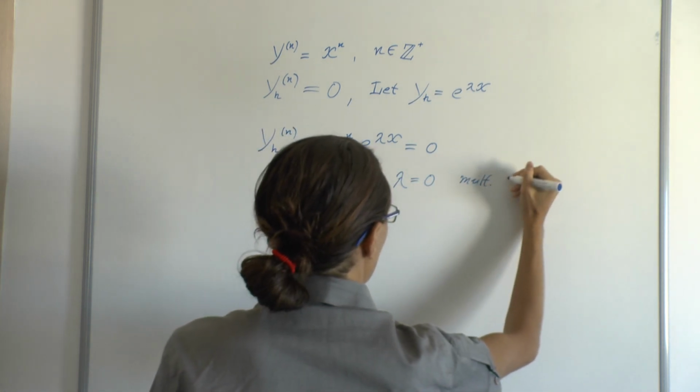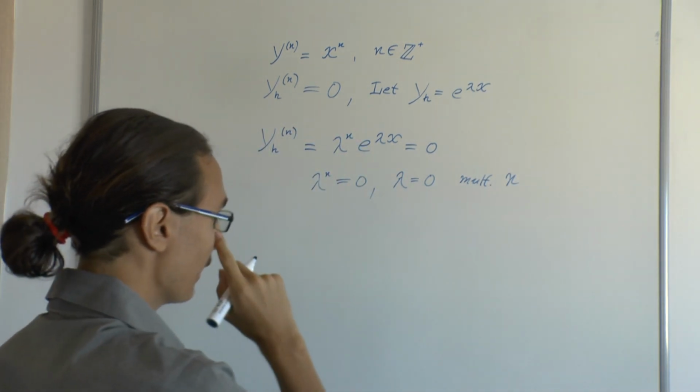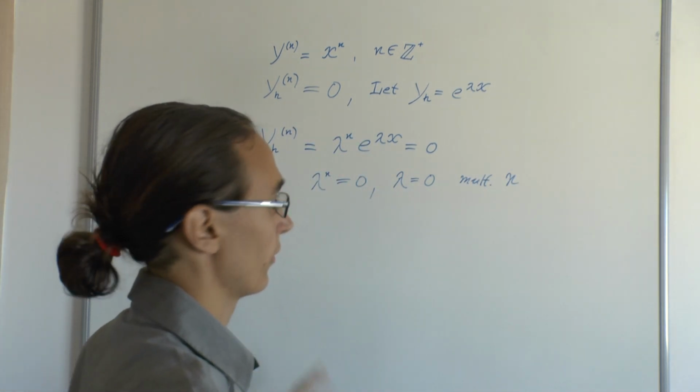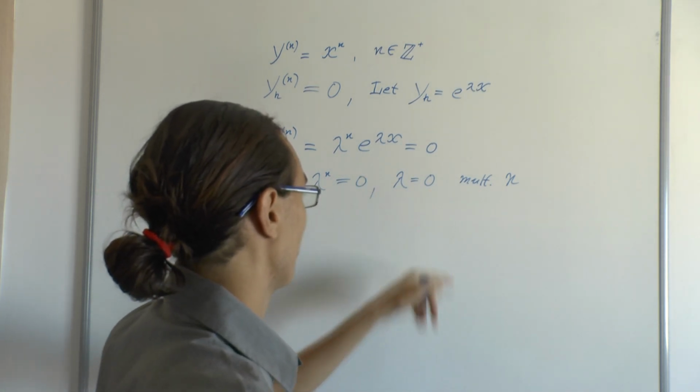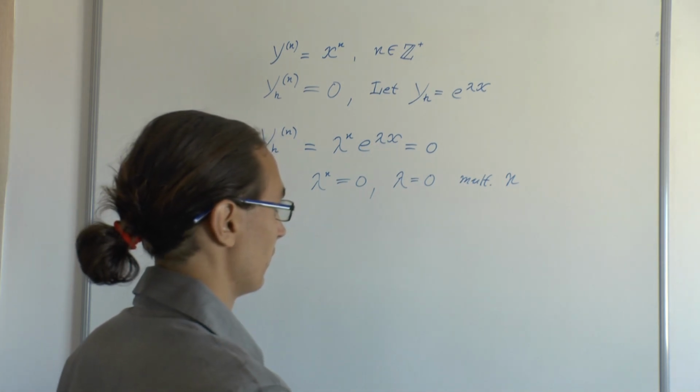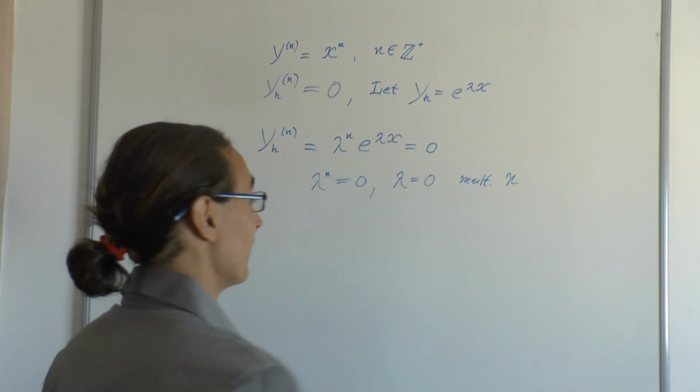with multiplicity n. Because if you have repeated roots, or a double root for example, you'd have lambda squared is equal to 0, so lambda is equal to 0 with multiplicity 2. Hope I'm making sense here.